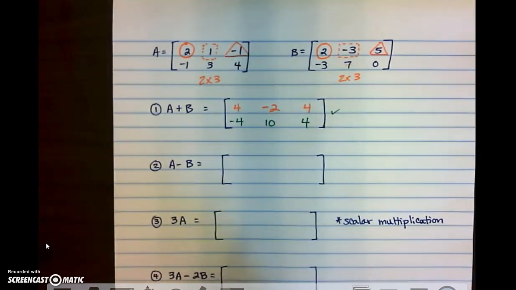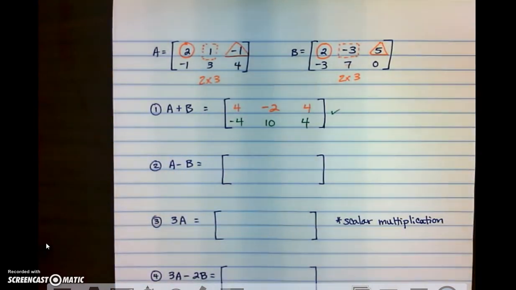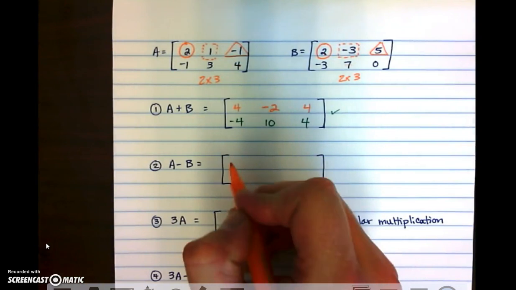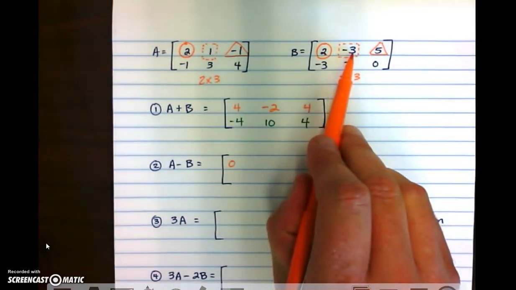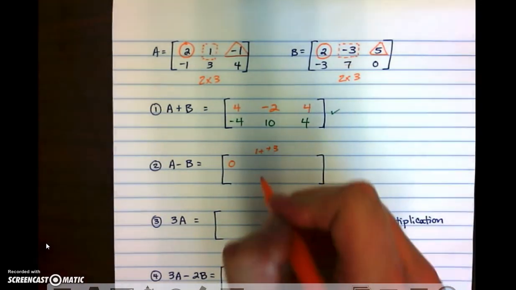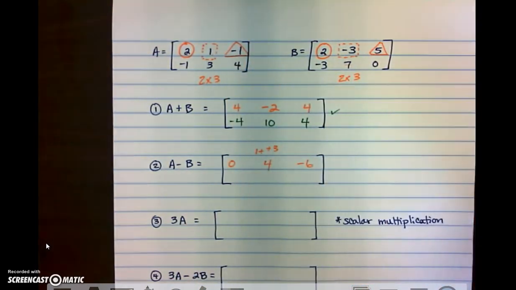And I can do the same thing for A minus B. The order does matter here. You do have to take matrix A and subtract matrix B, but again, you do the same exact thing. You'll subtract the corresponding position. So I'll take 2 minus 2, which is 0, 1 minus a negative 3. It's 1 minus a negative, so that becomes a plus there. So 1 plus 3 is 4. And then negative 1 minus 5 is negative 6.